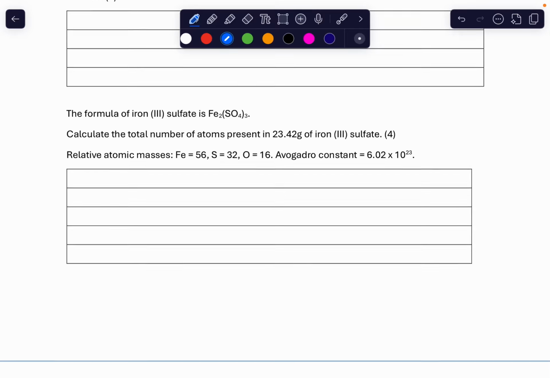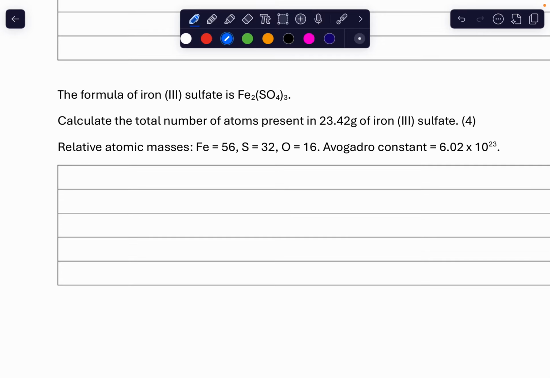Okay, in this question, what we have to do is calculate the total number of atoms. So our first thing is to convert this mass into moles. Now to work out the moles, let's just write my little triangle here. So we've got Mr. Moles is underneath the mass. So that's my triangle. And we're going to try and find the moles.